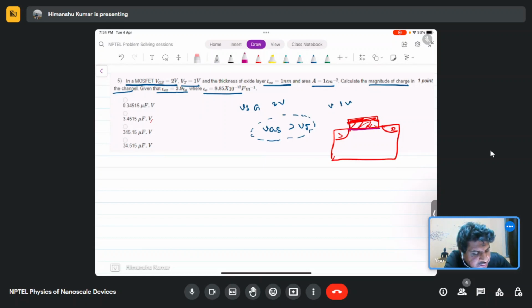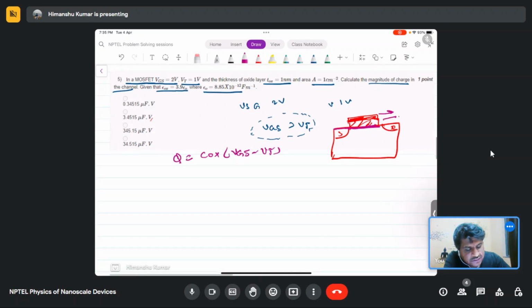After this inversion charge is formed, as you apply larger and larger gate voltage, this charge will appear at the interface only, and it will be equal to the difference in charge across this parallel plate capacitor. So your total charge will be equal to Cox times VGS minus VT. Here Cox is the gate dielectric parallel plate capacitor capacitance.